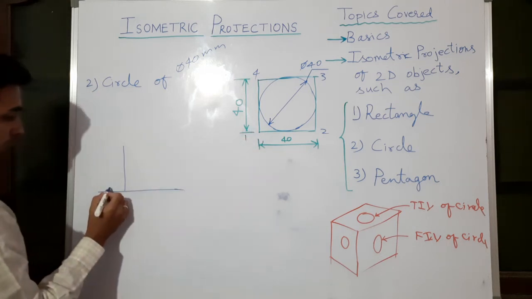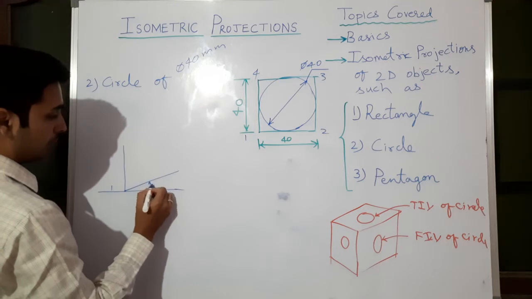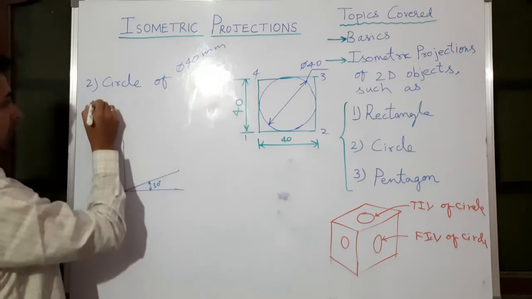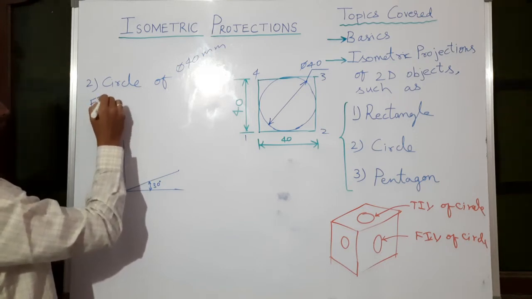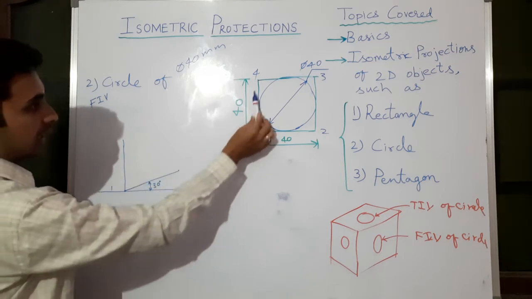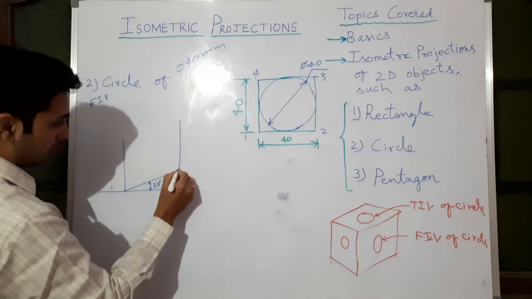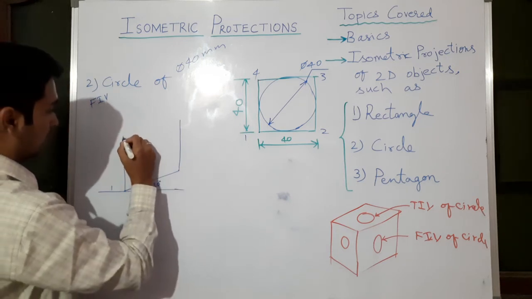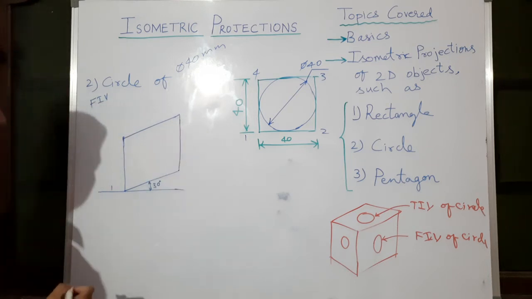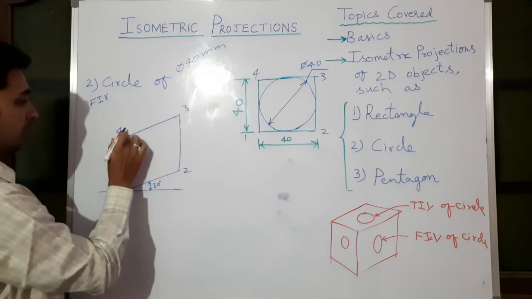Here 1 I have taken, then another line at 30°. So as I said, whenever you are drawing the front isometric view, horizontal lines will only be at 30°. Vertical lines remain as they are, no change. So this is 2, 3 and this one is 4.